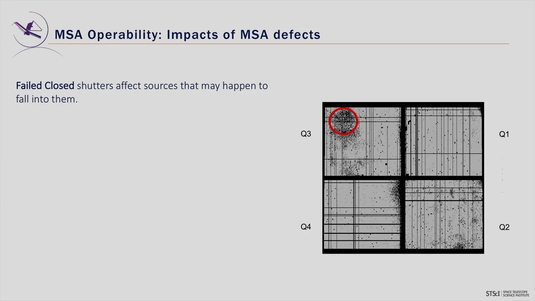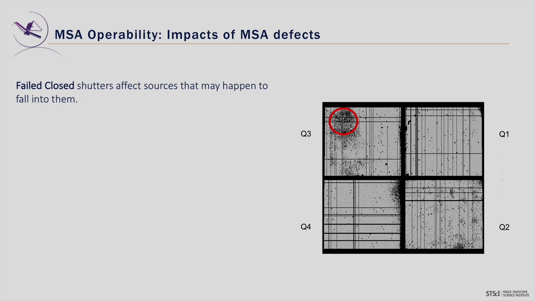Failed closed shutters look like these, sprinkled all over the MSA, these black little dots all over the MSA. And sources, we don't select sources that fall on them. The shorts look like these columns and rows, a sort of a plaid effect there. We try to avoid those as well.